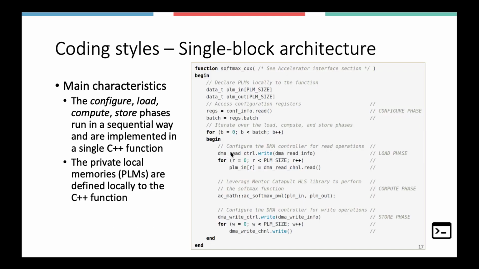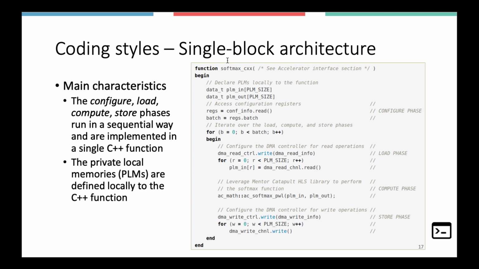Let's consider the simplest style. The main characteristics of a single block architecture are: the phases run in a sequential way and are implemented in a single C++ function, and the private local memories are defined locally to the C++ function. You can see here the pseudocode for the Softmax function, and we will see the C++ implementation in a minute. This is just to give you an overview of the implementation in a single slide.